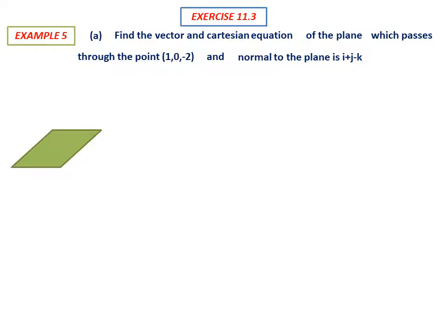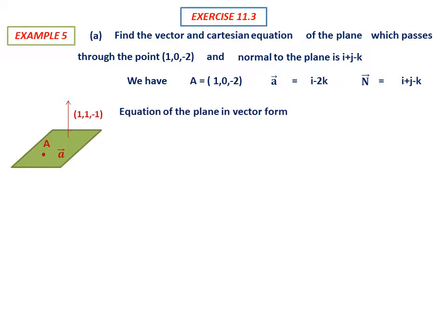So here once again let me explain what is given. Point A is given, whose position vector is a, and the normal is given, whose direction ratios are 1, 1 and minus 1. So now we have A equal to (1, 0, minus 2). Therefore, definitely a will be equal to i minus 2k, because the j component is 0. So this is a. Then n is what? It is i plus j minus k, because that is the normal vector given.